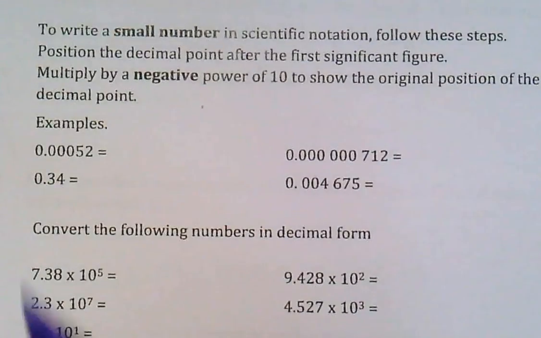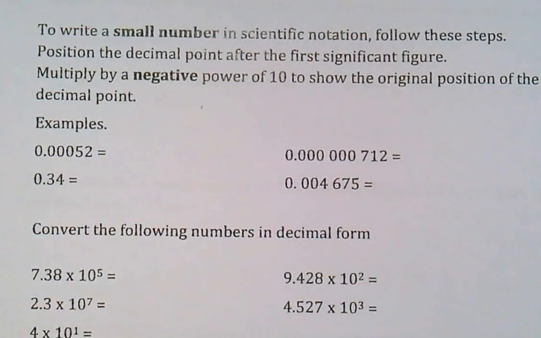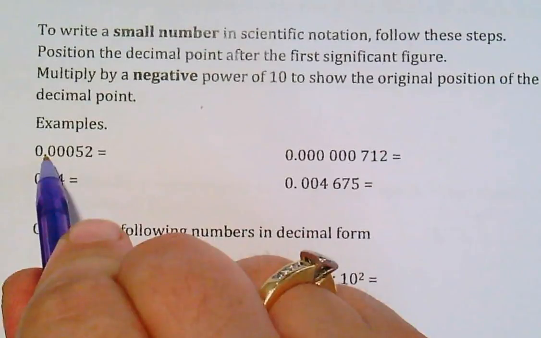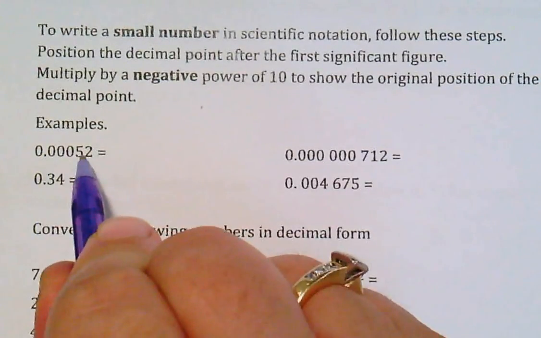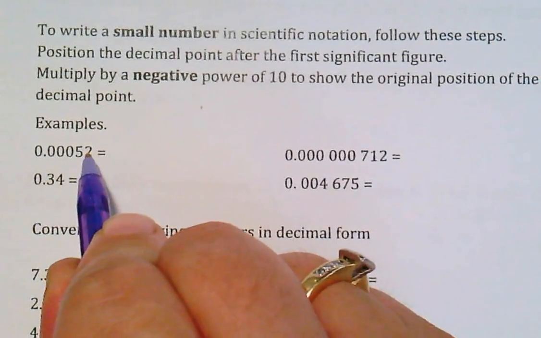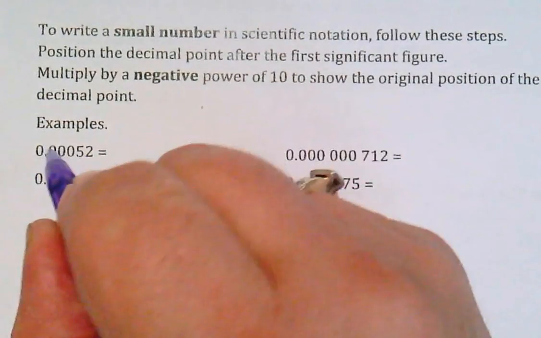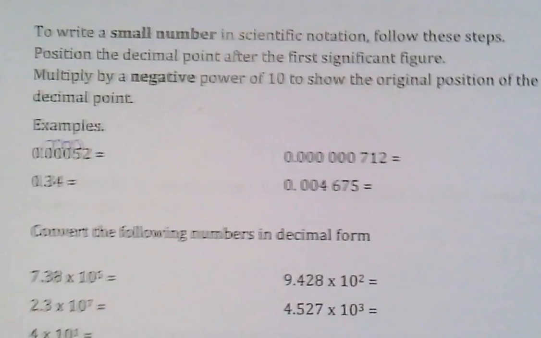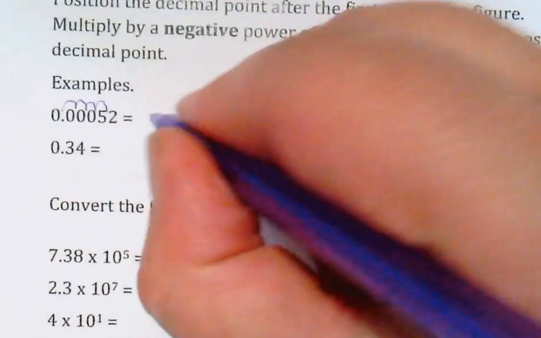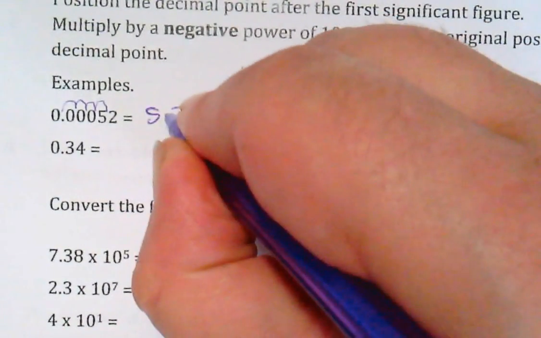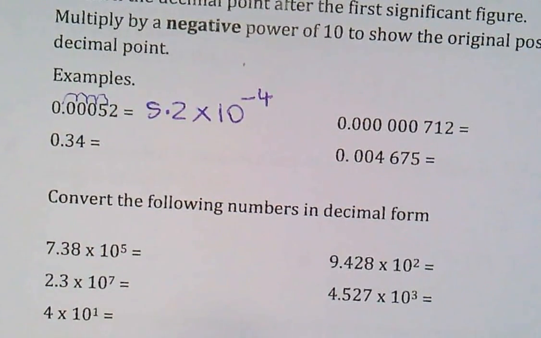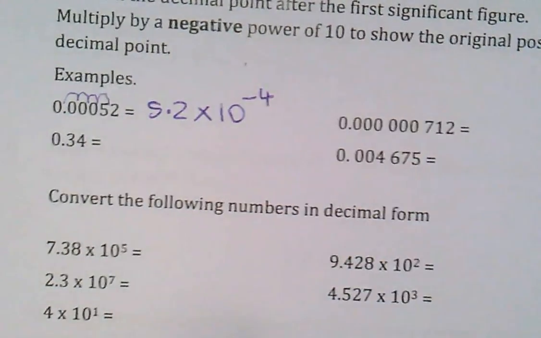The next numbers are small numbers. They'll have 10 to the negative. At the moment, the decimal point's here. How many jumps do I have to make to get it to a number between 1 and 10? So I've got 1, 2, 3, 4. So it'll be 5.2, but it's not 10 to the positive 4, it's 10 to the negative 4. Why am I putting negative? Because it's such a small number.